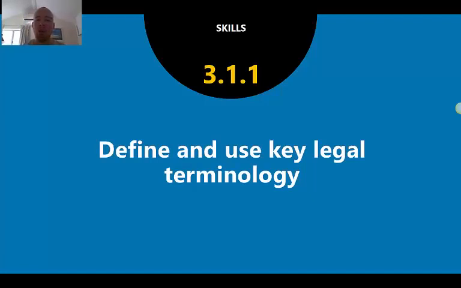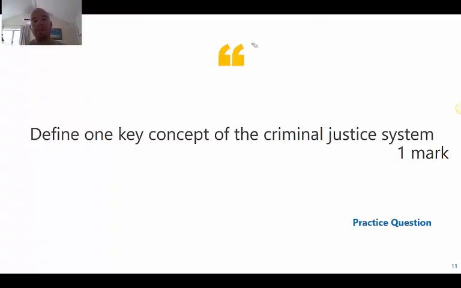As I said, the most likely key skill that is going to be relevant to this dot point is define and use key legal terminology. And perhaps the sort of question that you could see on an exam is something like this. Define one key concept of the criminal justice system. This is the sort of question they like to put on an exam because it doesn't tell you exactly what you have to define or explain.